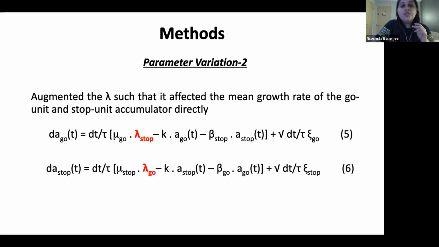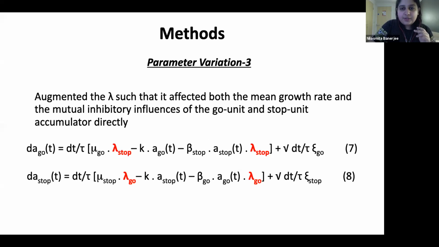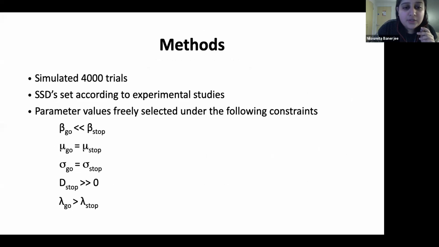For the second one, because we were trying to rigorously test every single combination and see what was actually giving the dynamics of the reaction time that we observed in the modified stop signal task, we tried to affect the mean threshold. So basically the growth of these accumulators towards the threshold, and not the interaction, in parameter variation 2. In parameter variation 3, we tried to affect both the mutual inhibitory interaction as well as the mean growth rate. And these were the parameter constraints we had.